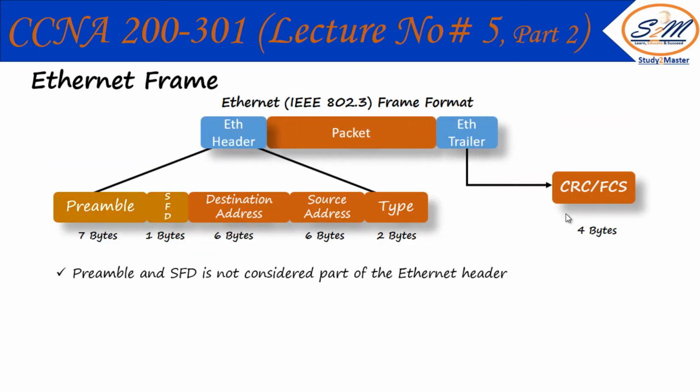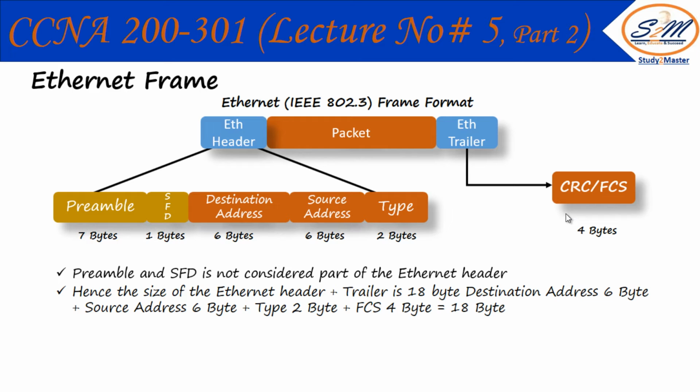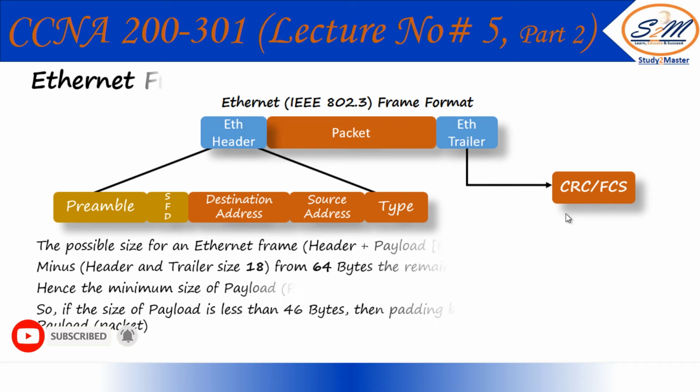Ethernet frame. As we already know about the Ethernet frame: preamble, SFD, destination address, source address, type, which I already explained to you. Preamble and SFD are not considered part of the Ethernet header, and the size of the Ethernet header plus trailer is 18 bytes. Destination address is 6 bytes plus source address is 6 bytes plus 2 bytes for type. FCS is 4 bytes. Now it's equal to 18 bytes.